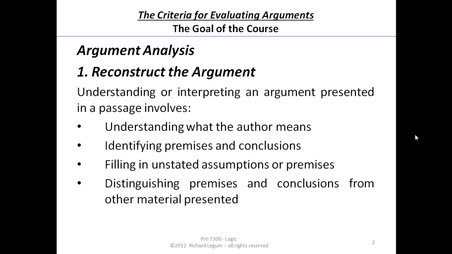And remember, the output of a reconstructed argument is a set of numbered premises, followed by, we draw a line for the therefore and a numbered statement that is the conclusion. Now, once we get the argument reconstructed, the next thing that we need to do is evaluate the argument. And that's the step that we're going to be looking at today.